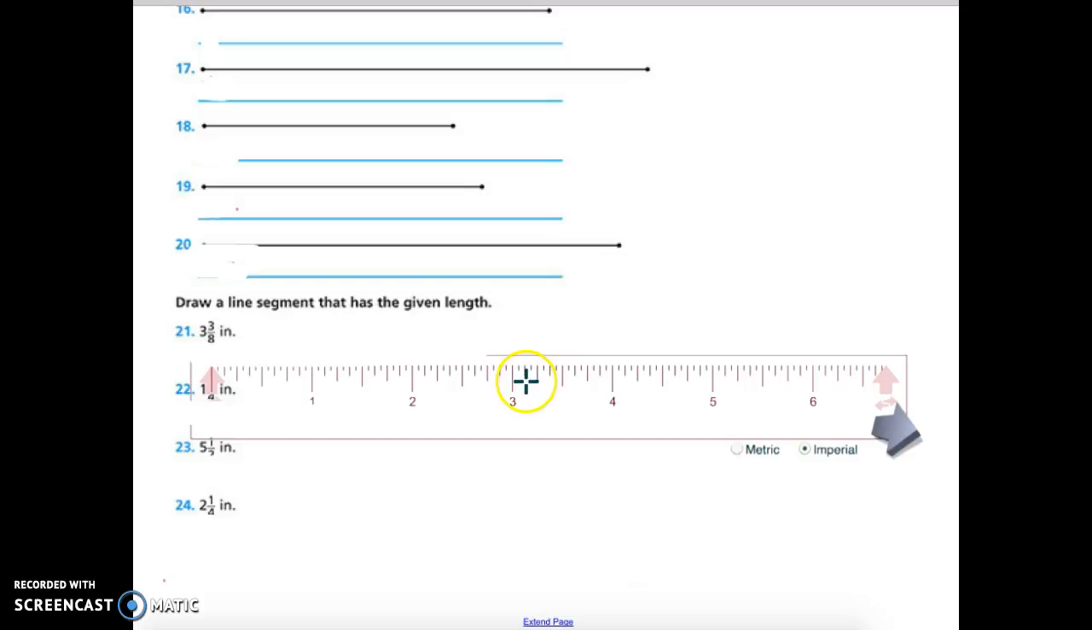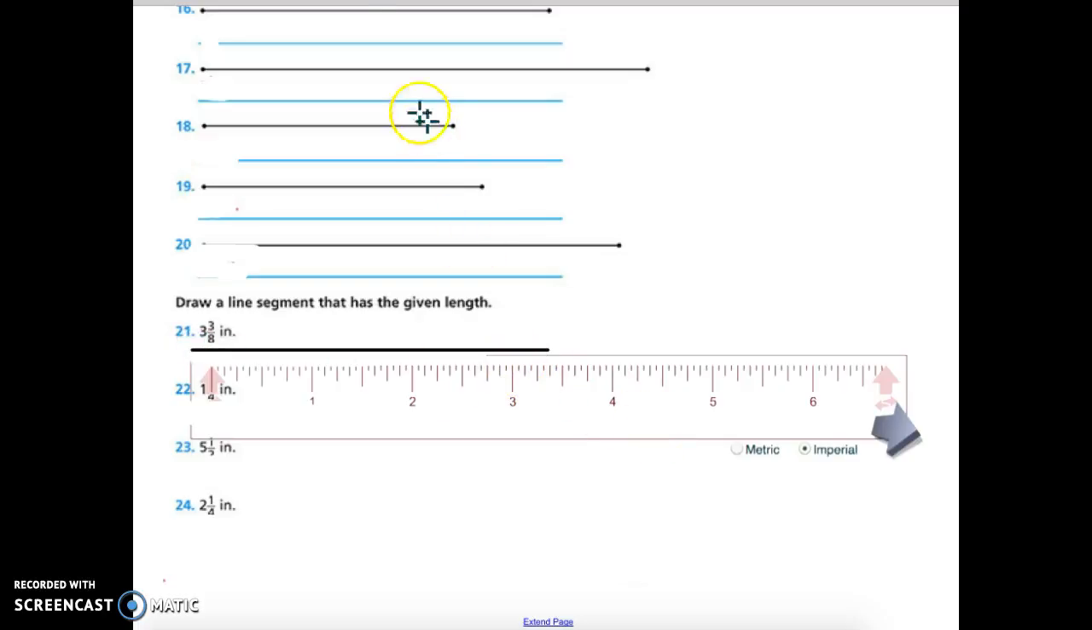So my 8s are these little bigger lines. There's 1, 2, 3, 4, 5, 6, 7, 8. So 3/8 of that, I'm going to count over 3 spots. 1, 2, 3 is right about here. So 3 3/8. I'm going to go from the beginning of my ruler till there.